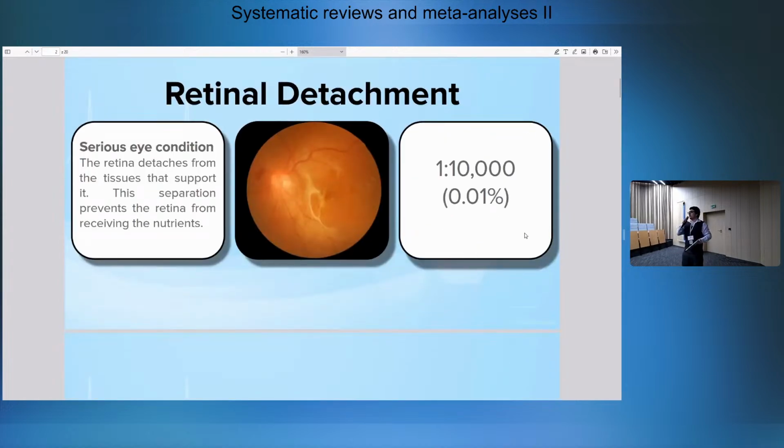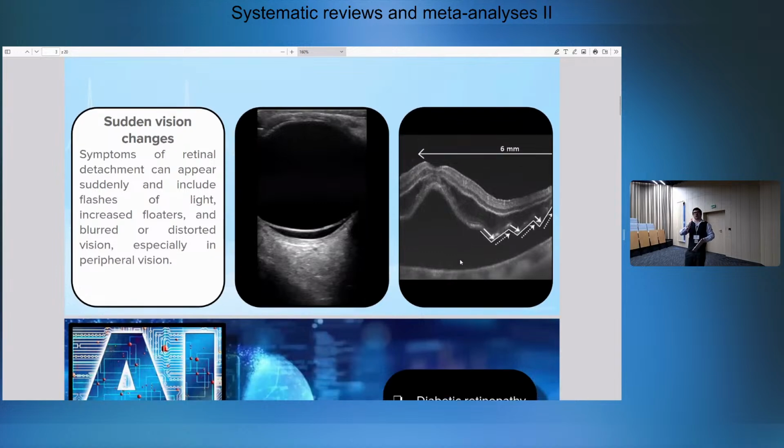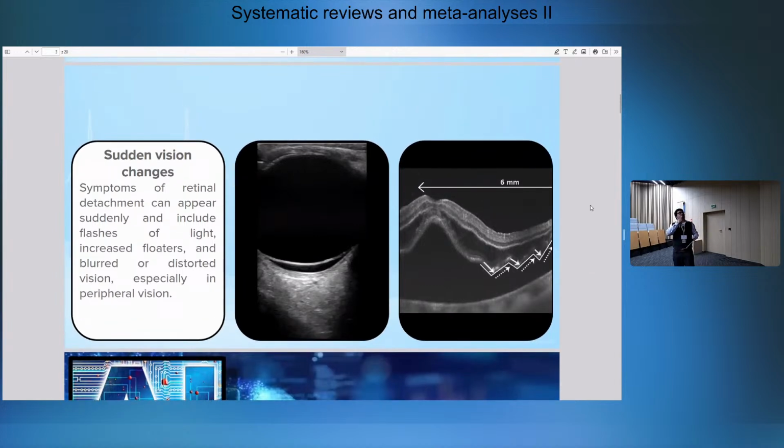So what is retinal detachment? Retinal detachment is a serious condition when the retina peels off of its supporting layer. While the incidence rate is only 1 per 10,000, a serious visual impairment can occur. Sudden vision changes such as flashes of light, floaters, and blurred vision are common symptoms. Diagnostic modalities include ultrasonography, OCT, or fundus imaging.